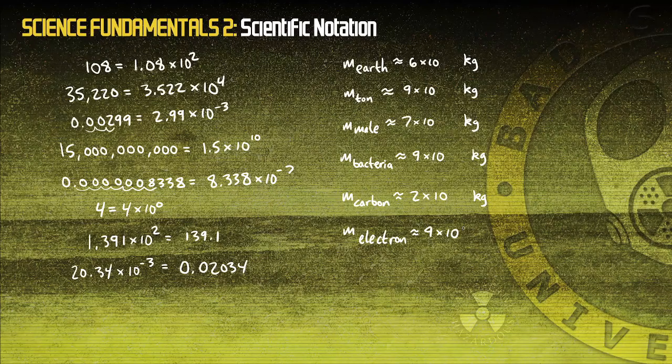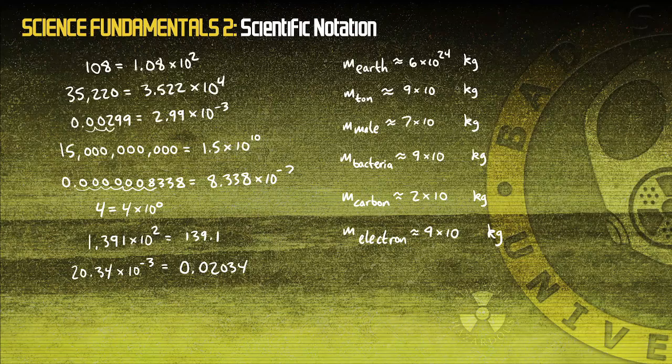Now to finish out this video, I just wanted to go through a list of common things that you've heard of in your life and see what their mass is in terms of kilograms, so you get an idea of why scientific notation is so much more useful to write these numbers. Well, most of them at least. Anyways, so the mass of the Earth is approximately 6 times 10 to the 24th power. So 6 followed by 24 zeros.